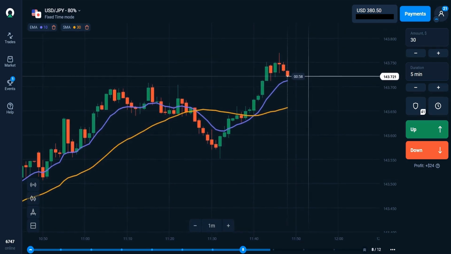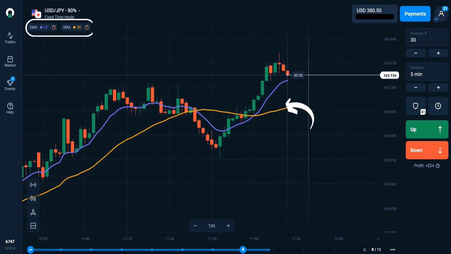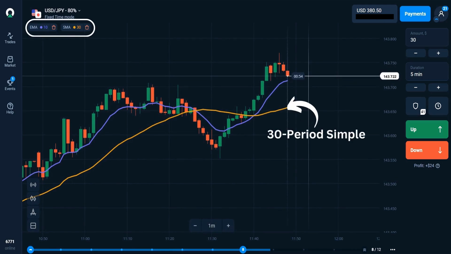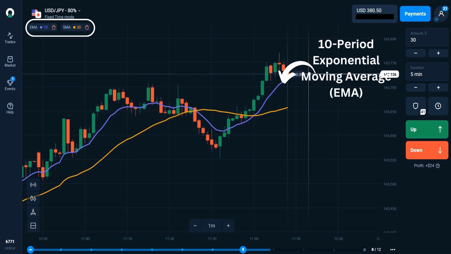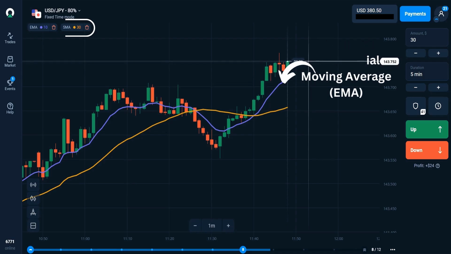So here's a brief explanation of these two indicators. 30-period SMA. This indicator calculates the average asset price over the last 30 candles. It's called simple because every candle has equal importance. 10-period EMA. This calculates the average price over the last 10 candles as well, but gives more importance to recent candles. This means EMA reacts quicker to recent market moves. We'll use these indicators to clearly see when the market gives us buying or selling opportunities.